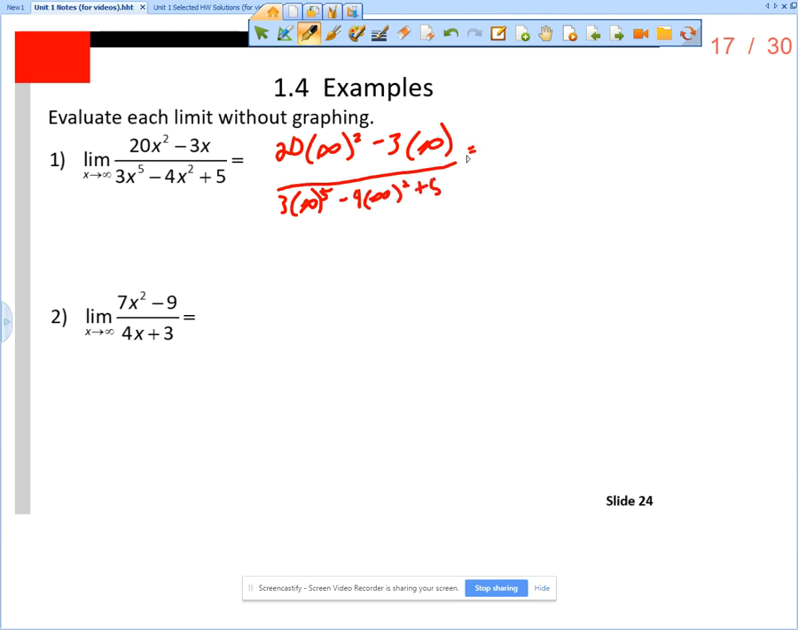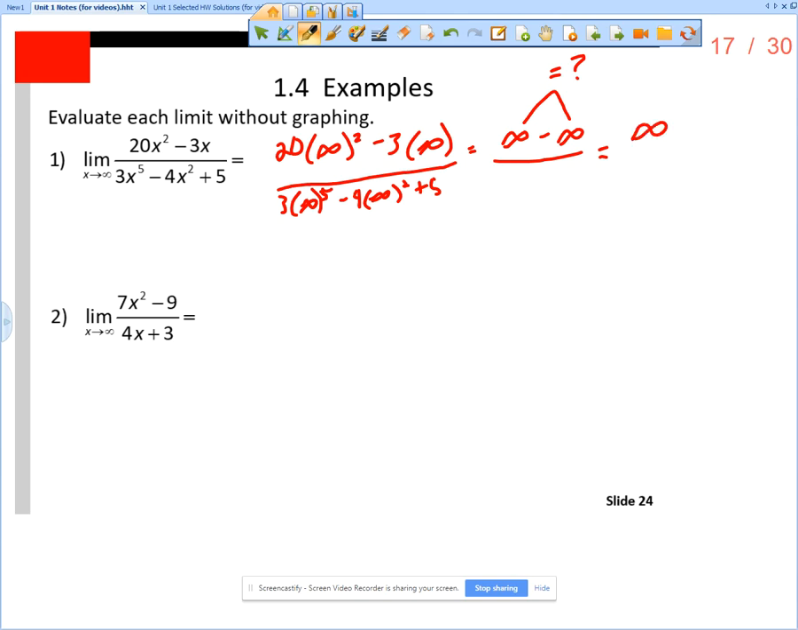All right, so now this is kind of weird. Infinity squared, well, that's infinity. 20 times infinity is infinity. And I have infinity minus 3 times infinity. Well, that's infinity minus infinity, not 0. Okay, now this is important. This one was 20 times infinity squared. This was just 3 times infinity. So are these infinities equal? And the answer is no, they're not equal. So the result of taking infinity minus infinity is actually still infinity.